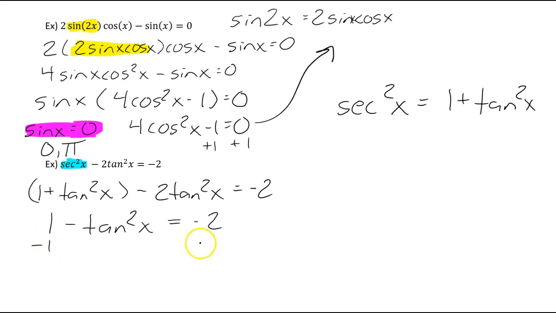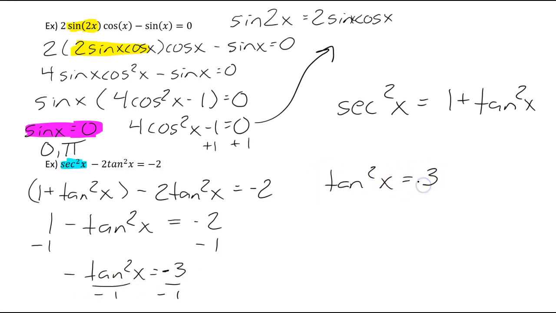So subtract 1, so negative tangent squared x equals negative 3. I'm sorry, this is a negative 3. I do have this negative, and if I divide by negative 1 to cancel it off, I'm going to be left with tangent squared x equals positive 3. And then finally take the square root. So tan of x equals the square root of 3.